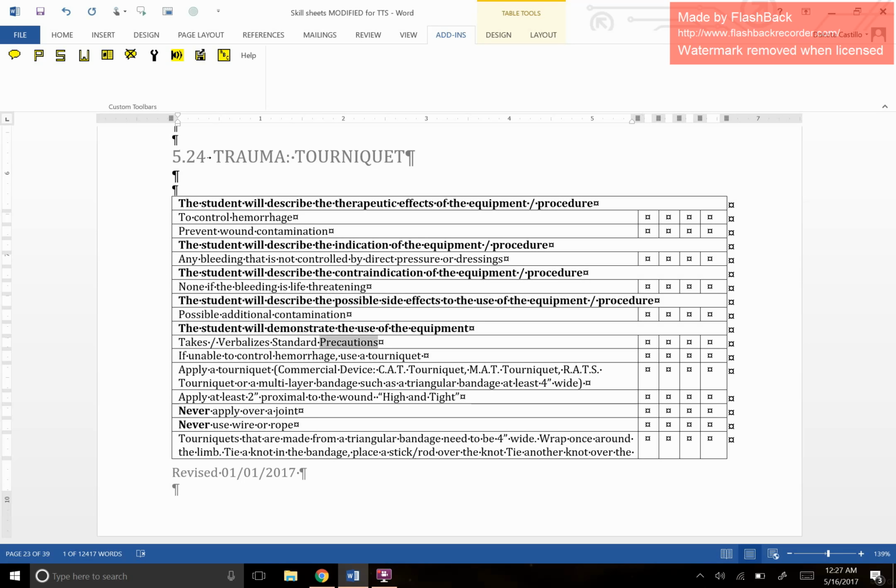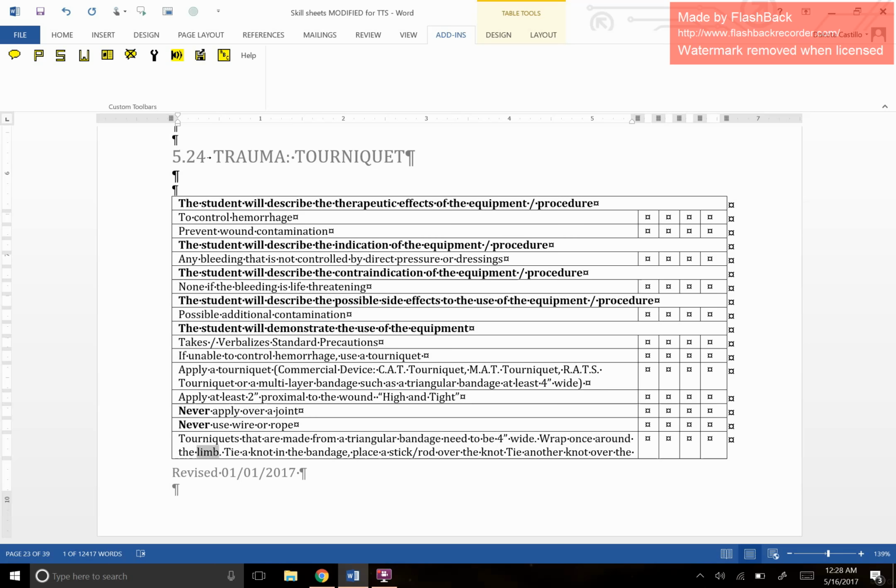Take or verbalize standard precautions. If unable to control hemorrhage, use a tourniquet. Apply a tourniquet: a commercial device, CAT tourniquet, MAT tourniquet, RATS tourniquet, or a multi-layer bandage such as a triangular bandage at least 4 inches wide. Apply at least 2 inches proximal to the wound, high and tight. Never apply over a joint. Never use wire or rope. Tourniquets made from a triangular bandage need to be 4 inches wide.